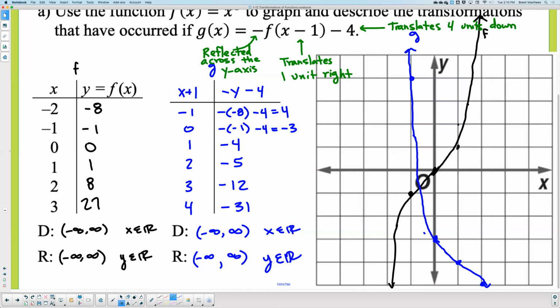Ruby, still there? Okay, so I spent a lot of time there walking you through that.